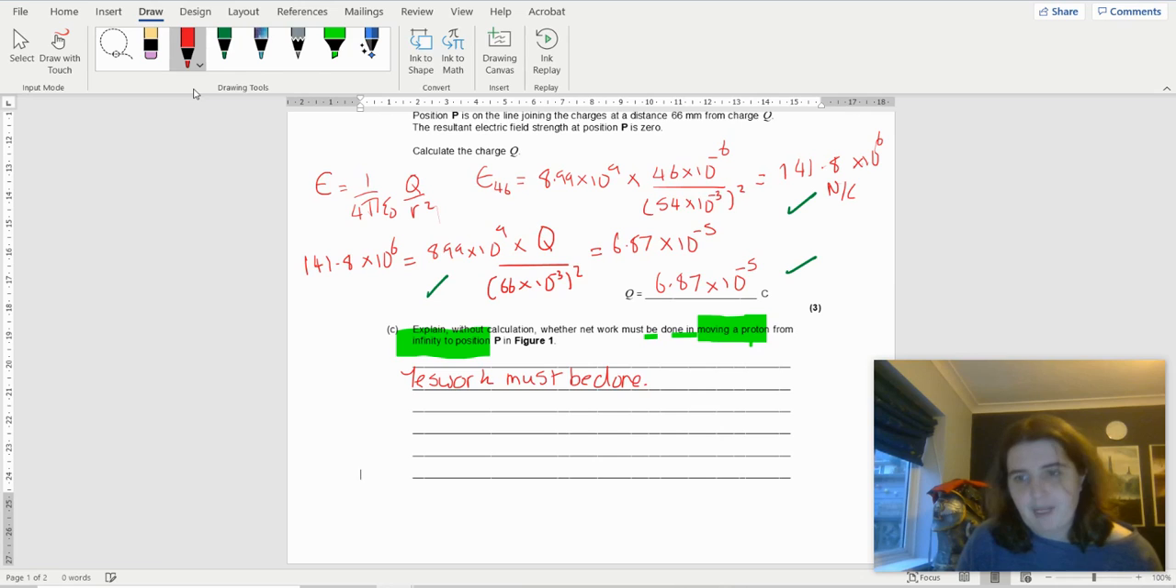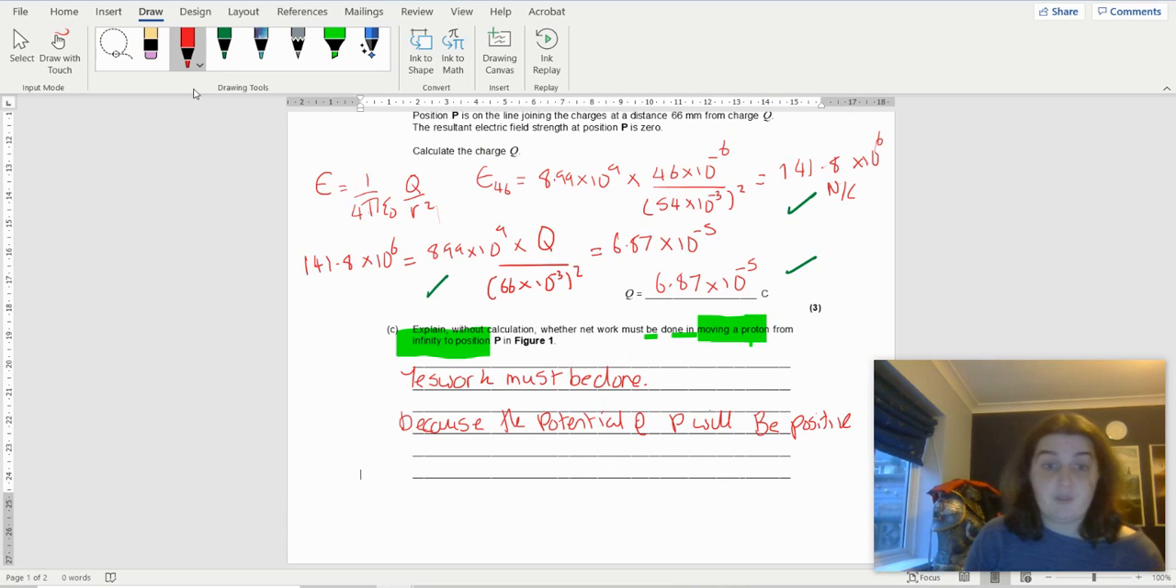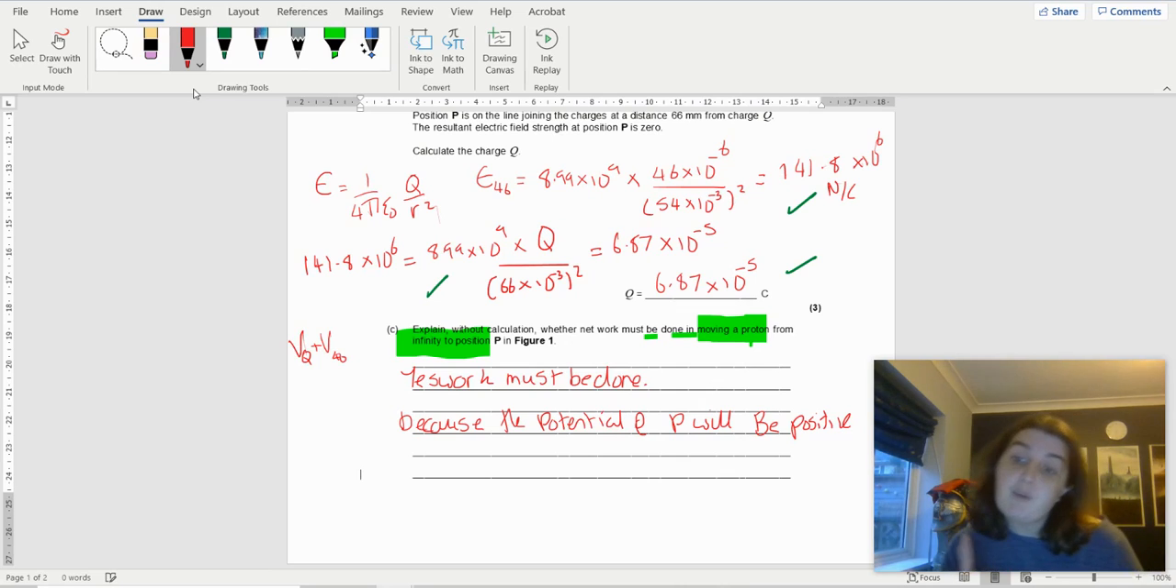And of course, it's an explain question, so you need to say because the potential at P will be positive. Okay, so the potential at P would be positive because, remember, where potentials, you add them together, you've got the potential of Q plus the potential of the 46, okay? And since they're both positive charges, okay, because we worked that out before, they will have a potential at that point.